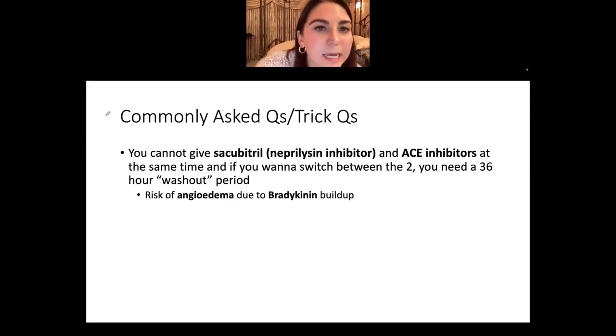And then lastly, this is kind of like I was talking about when you asked about ACE inhibitors versus angiotensin receptor blockers, like why would you give one versus the other?